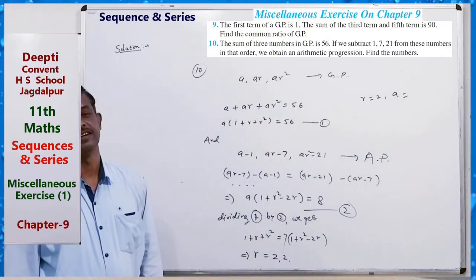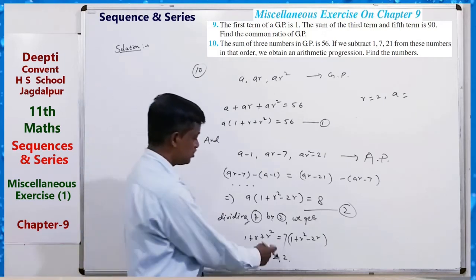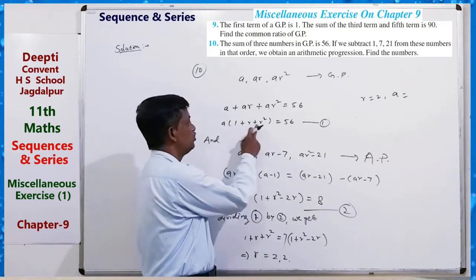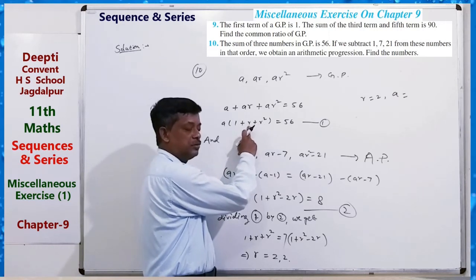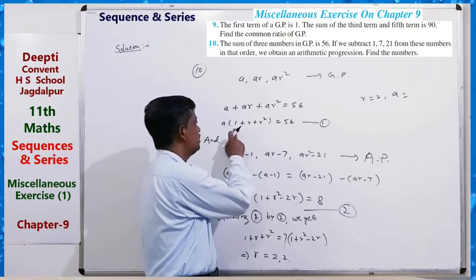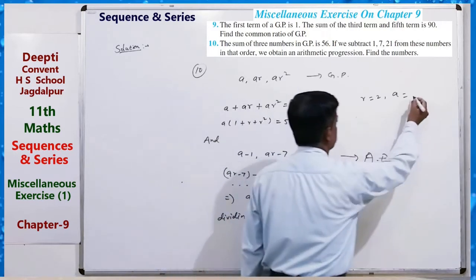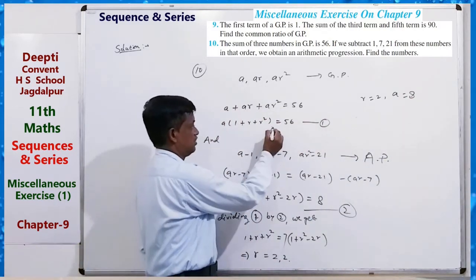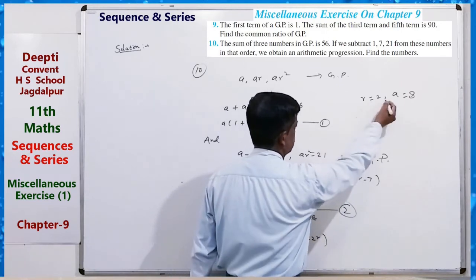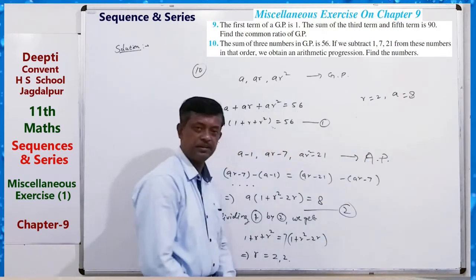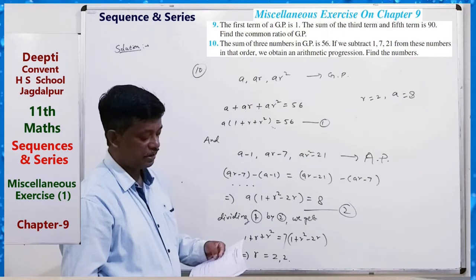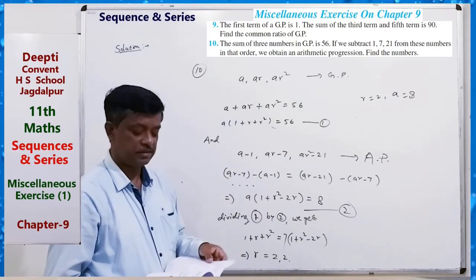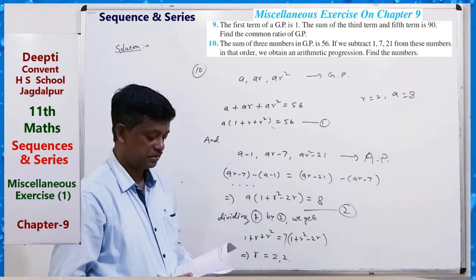How can we find A? If R equals 2, then put R equals 2 in equation 1: A times 1 plus 2 plus 4, that is 7, equals 56, so A equals 8. From equation 1, R equals 2 and A equals 8. Clear? So R and A are known, so we can find the series.